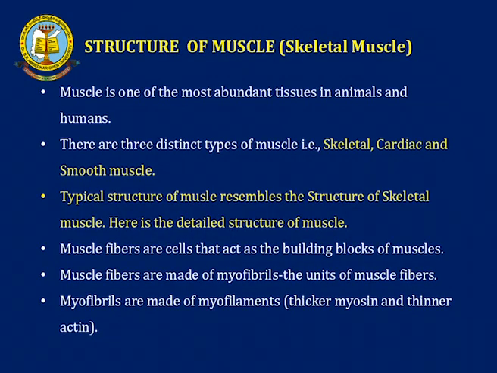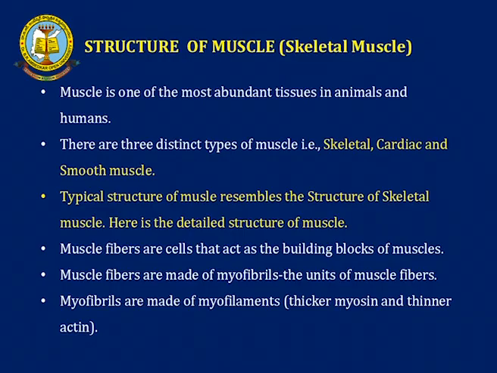Coming to the structure of muscle. The muscle is one of the most abundant tissues in animals and humans. There are three distinct types of muscles. They are skeletal, cardiac and smooth muscles. A typical structure of the muscle resembles the structure of a skeletal muscle. Here we shall discuss it in detail.